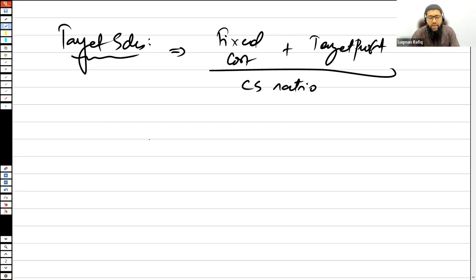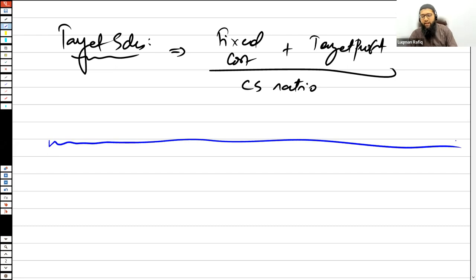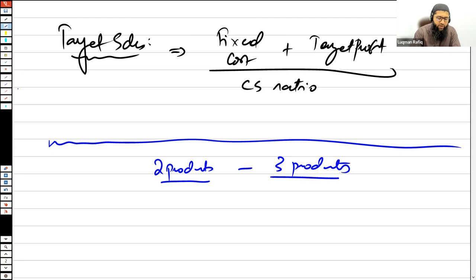Now, this is the basic formula for the CVP analysis, the cost volume profit analysis. Let's talk a bit further about other things. At times, as an entity, you sell more than one product. Let's say you are selling two products, or three products. How do we go about doing the calculation in case of two or three products?